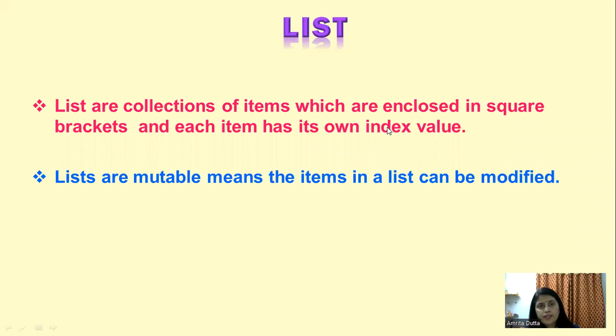So now, hope it is clear to you what a list is. It's a collection of items which are enclosed in square brackets, we access the elements by the index, and it is also mutable.